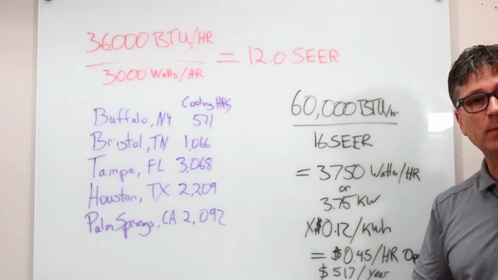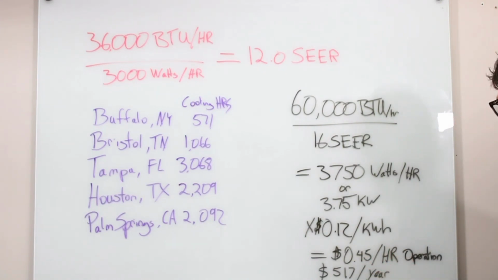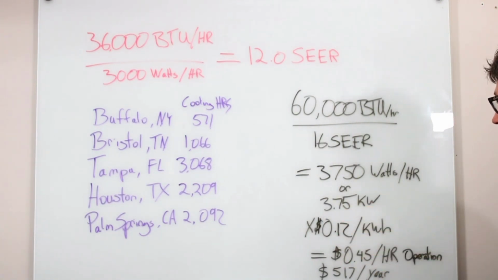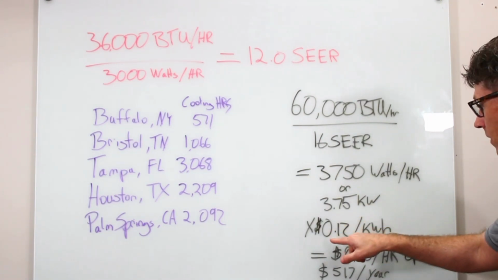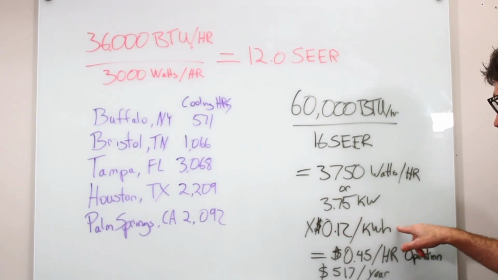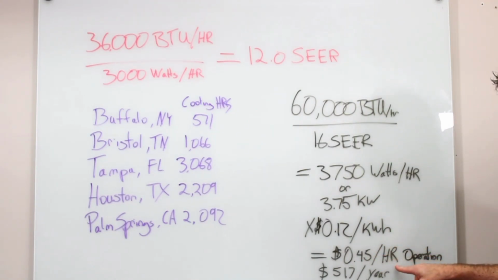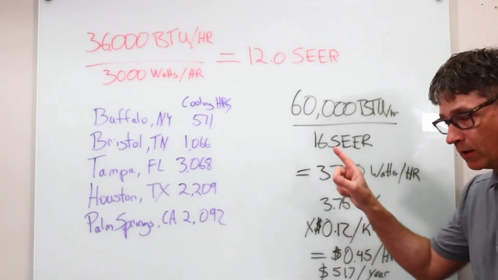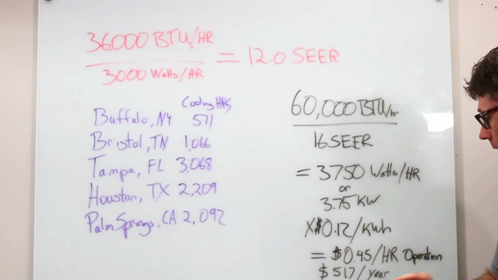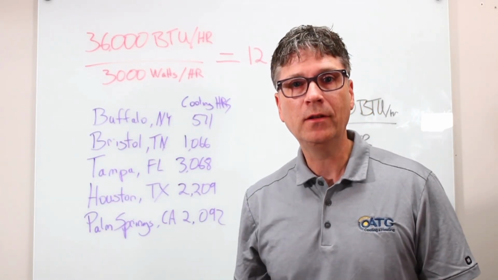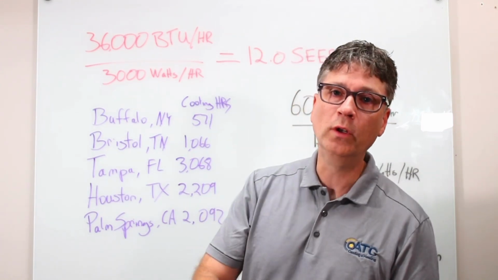In Eastern Tennessee, we have pretty low electric rates. So at 12 cents a kilowatt hour, you multiply 3.75 kilowatt hours times 12 cents per kilowatt hour, and you end up with an operating cost of just 45 cents an hour. And if you look at that over the course of a year, that ends up with about $517 a year. In order to get to annual operating costs, you have to know what your annual cooling hours are.